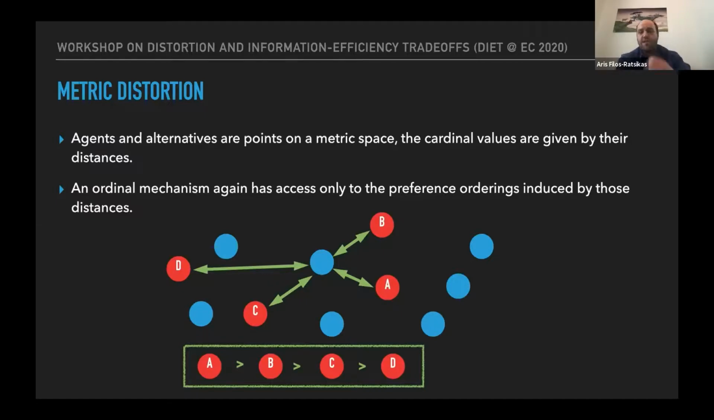So what happens here is that agents and alternatives are embedded into a metric space. And these cardinal values that I mentioned before are given by the distances from the different points. In this example, we have the agents in blue and the alternatives in red. You see the distances, but what the mechanism actually sees is not the metric space, but just the preference orderings that are induced by this metric space.